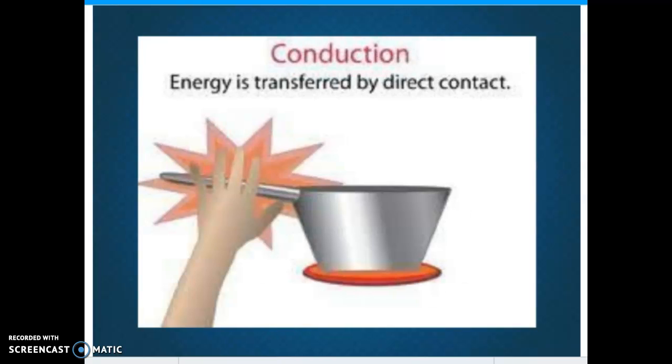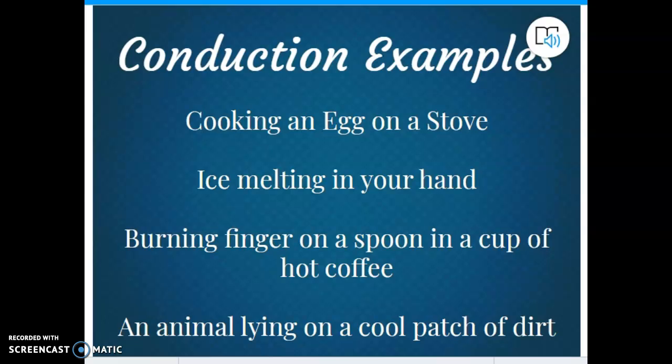You see this person grabbing this pot. They are touching it. The heat is transferred from the pot handle to their hand through conduction. Cooking an egg on a stove, ice melting in your hand, that was like the entire lesson in class yesterday. Burning your finger on a spoon that's in a cup of hot coffee. And that's a wild process going on there, because the spoon is in the hot water, and the hot water is convection. The spoon gets heated up, but then when you touch the spoon, it's conduction. Pretty wild. And then we already talked about an animal laying on a cool patch of dirt. These are all examples of conduction.